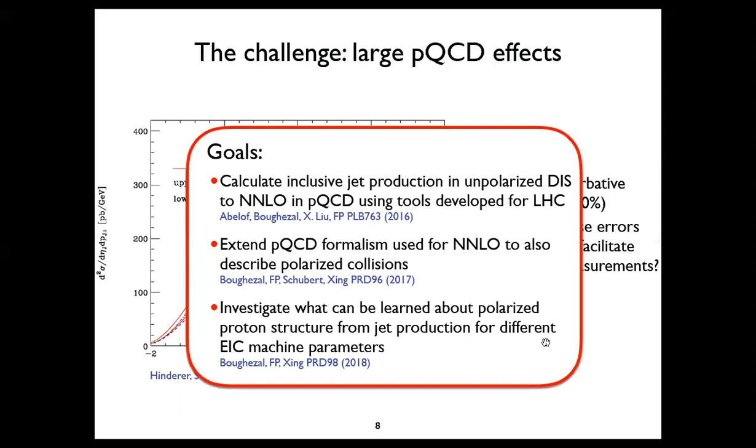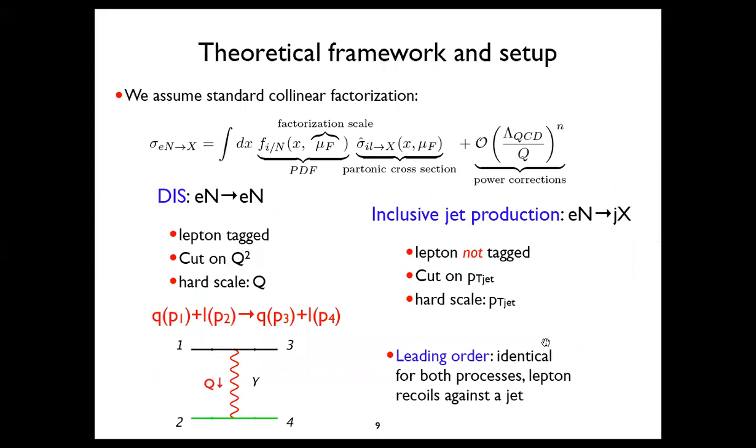Okay, so let me begin. I'll begin with this calculation of inclusive jet production in unpolarized deep inelastic scattering. Let me just give you my theoretical framework here. This is going to be purely within collinear factorization. So what I'll be doing is looking at jet production using the following factorization theorem, where it's written as a convolution of the usual longitudinal proton PDF with a partonic cross-section and power corrections which are neglected.